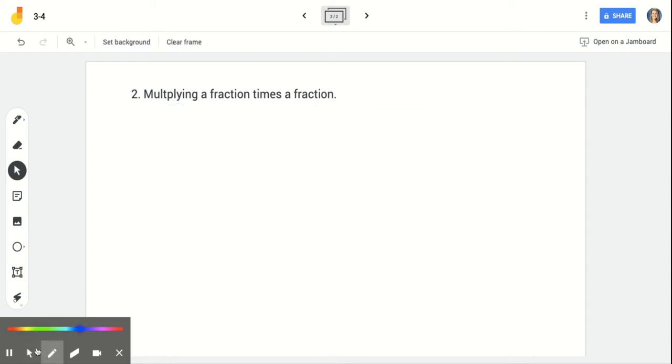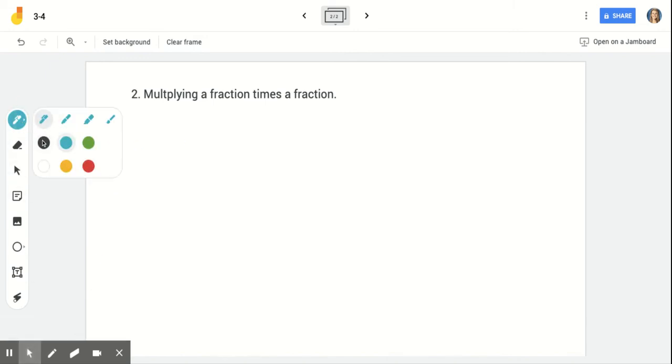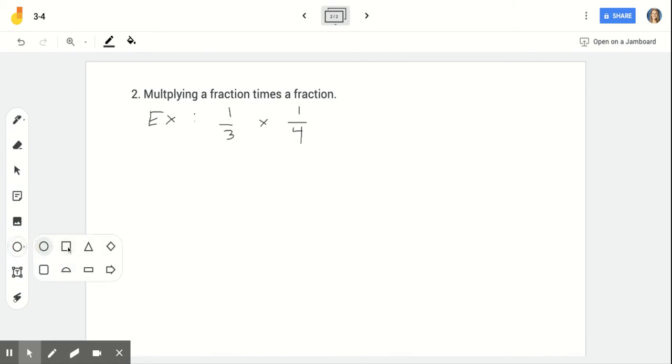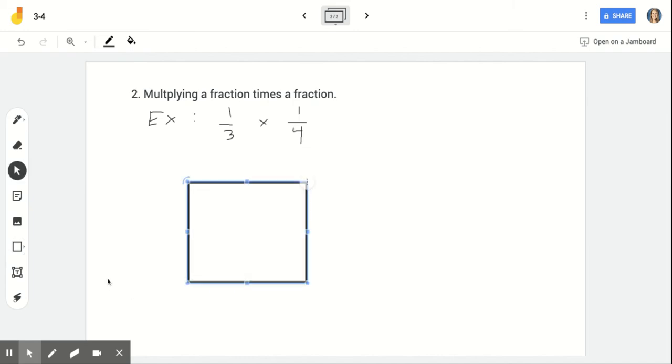Let's do 1/3 times 1/4. And let's solve it with an array. How you're going to do this is we're going to draw a box out fairly even with enough room inside to be splitting it apart and to be shading.